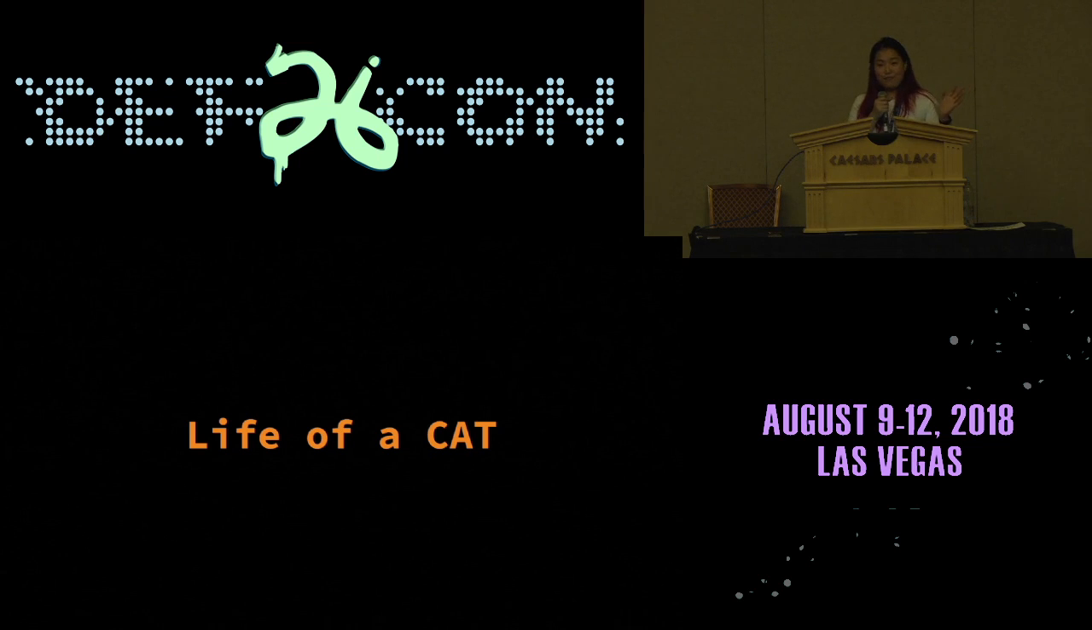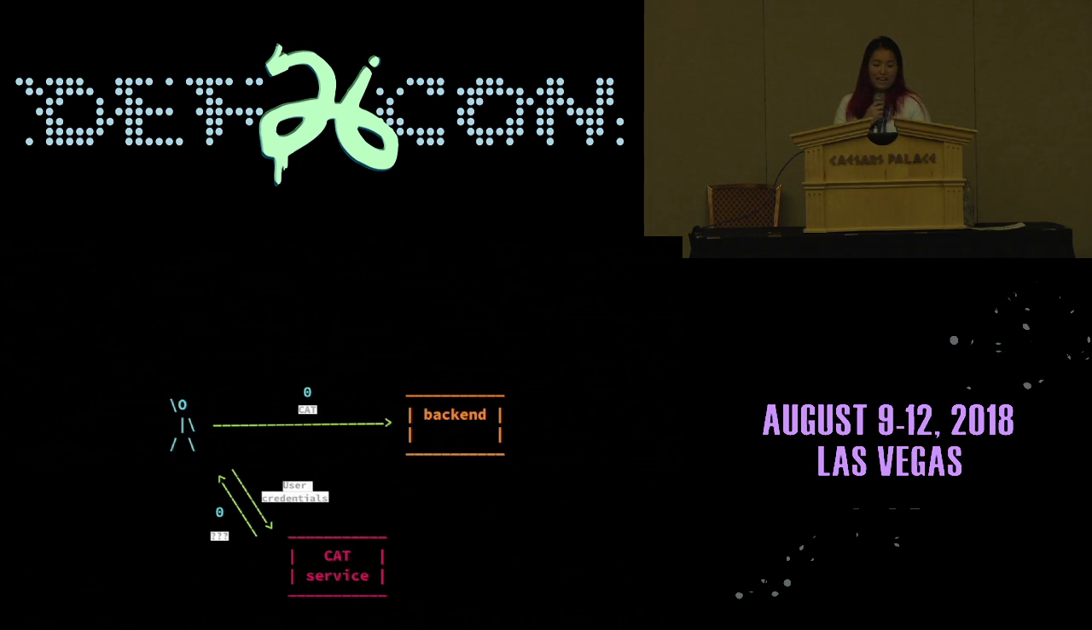So now that we have some background on the infrastructure, the requirements, and what we want, let's look at the life of a CAT and how CATs fit into our infrastructure. As a brief overview, this is what CAT authentication looks like. We have a user wanting to authenticate to a backend service, extremely similar to any other token protocol at first glance. A user will send credentials to the authentication service, which we'll dub the CAT service from now on. The CAT service validates and then sends something back.